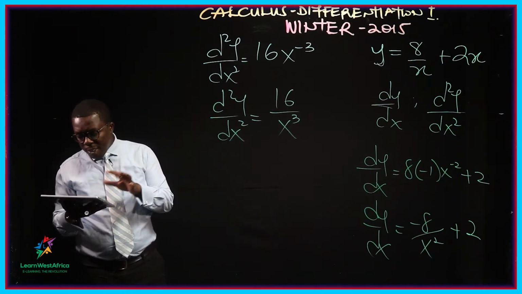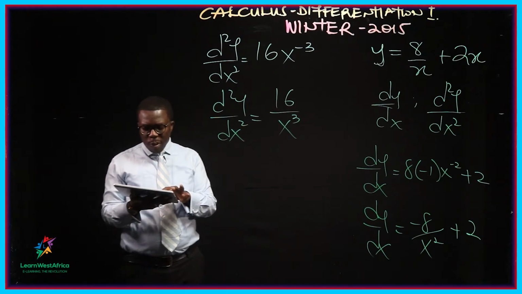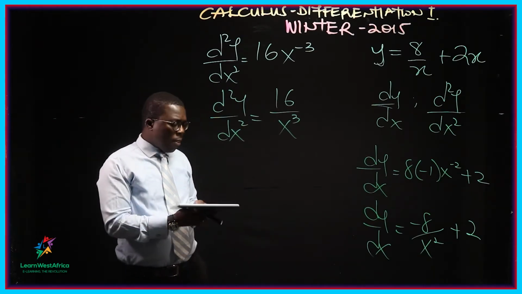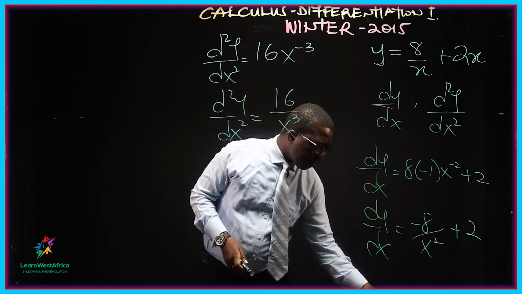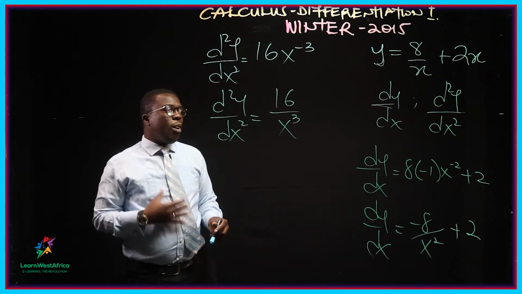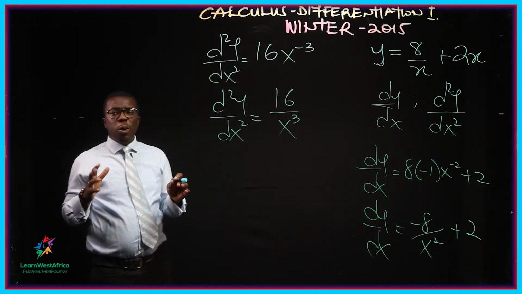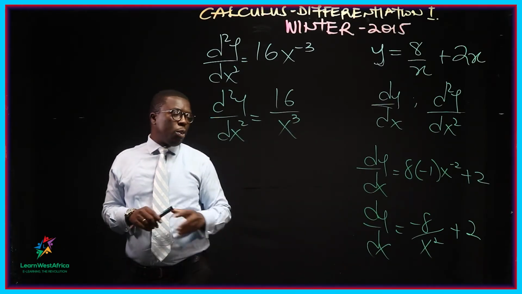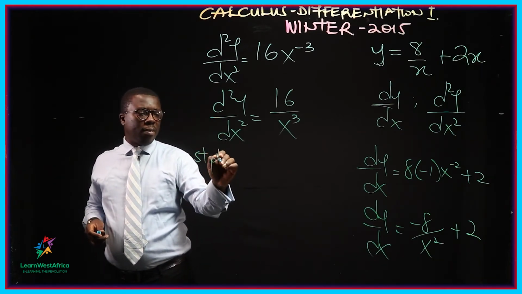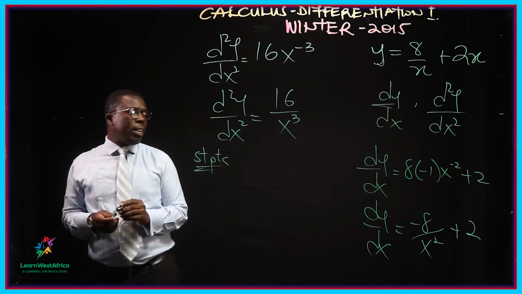Okay, now the II part mentions that we should find the coordinates of the stationary points and state with a reason the nature of each of the stationary points. So how do we deal with that? For stationary points, we know that your dy/dx has to be equal to 0. Let's quickly do that. So at stationary points, we take our dy/dx and equate it to 0.